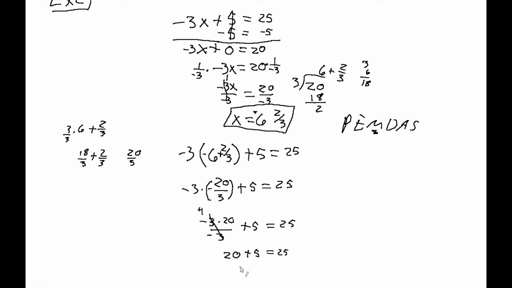The 20 plus 5 would just give you 25. So you know that 25 equals 25. So now you know that your x actually works because we forgot the negative. So let's not forget that. So now we find the proper x.